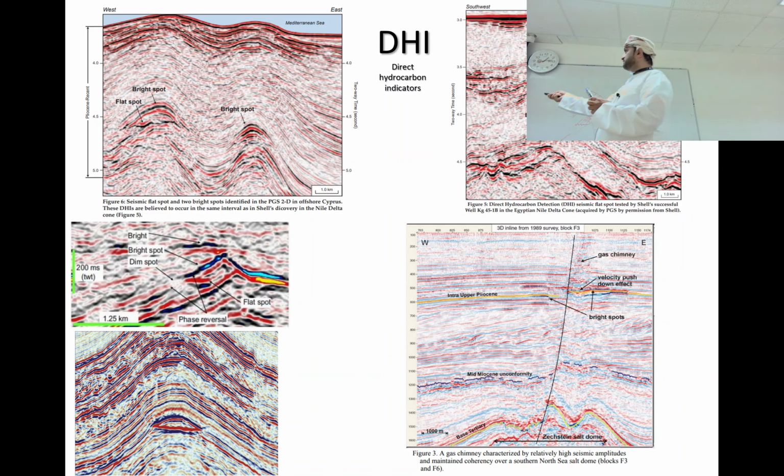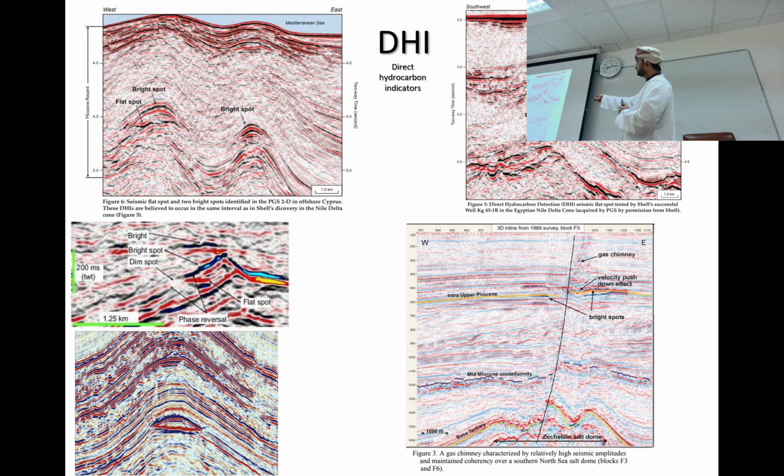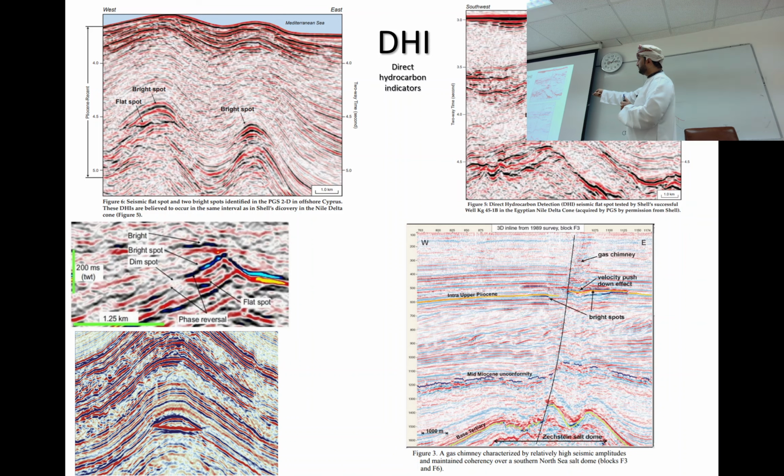This is another data set from the North Sea. Again, I see the same features. An abrupt change in the reflector strength. Strong reflectors then a washed out, white reflector. White means that there is zero.